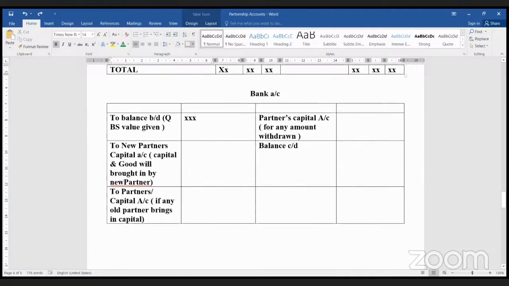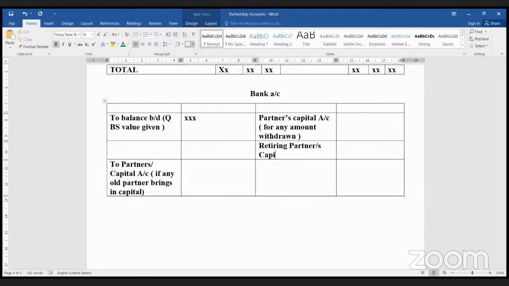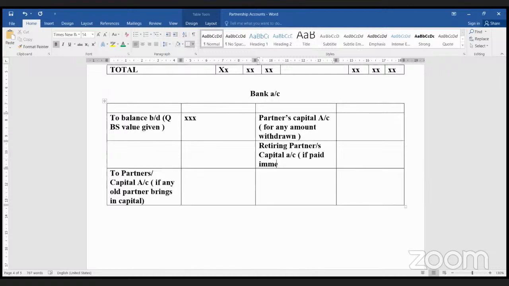Okay. Now coming to the bank account. Bank account here, what will change? New partner, there is no new partner only. So close. Okay. Here additionally this will come. What is that? Retiring partner capital account, when paid immediately.